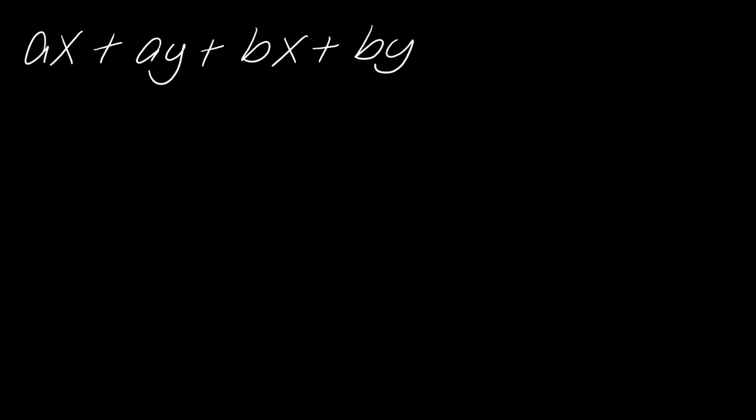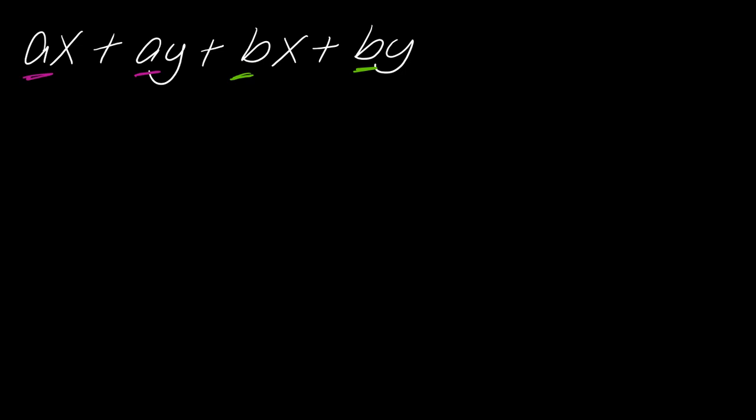So I have ax plus ay plus bx plus by. So for this one, what you notice is that there is no GCF. There's no one singular term that goes into everything. But what you might notice is that in the first two terms, these both have an A. And in the second two terms, these both have a B. And so that is kind of your big hint with grouping, is when you notice some pattern like that.